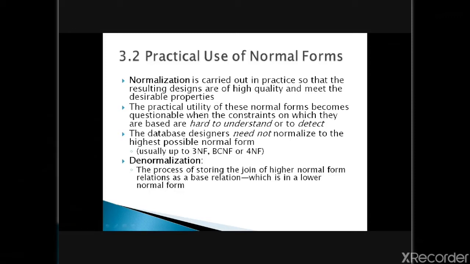The practical utility of these normal forms becomes questionable when the constraints on which they are based are hard to understand or detect. So database designers need not normalize to the highest possible normal form. Whoever is designing has to follow normalization up to some normal form, but it need not be 3NF, BCNF or 4NF. Depending on some level, they can stop.